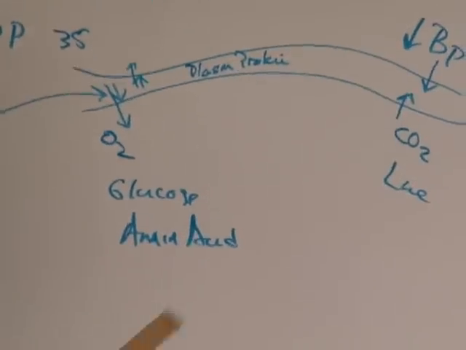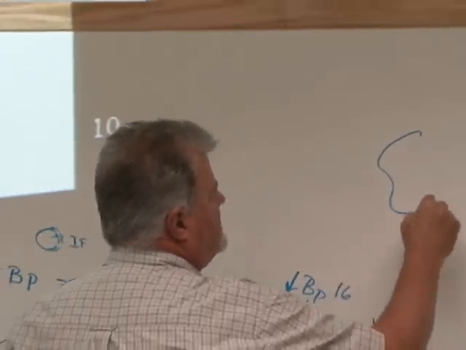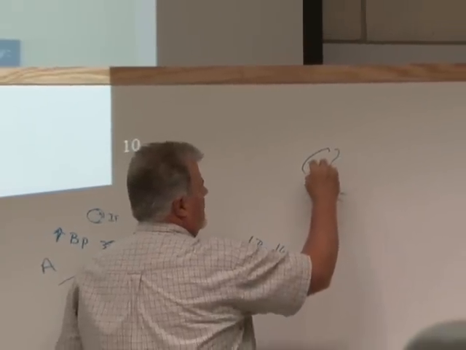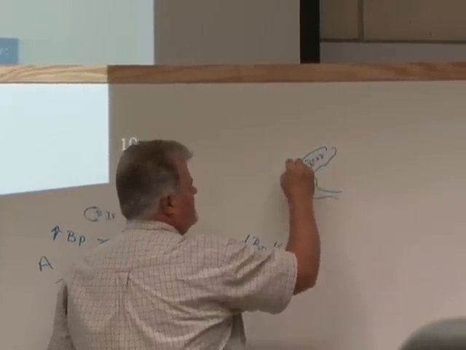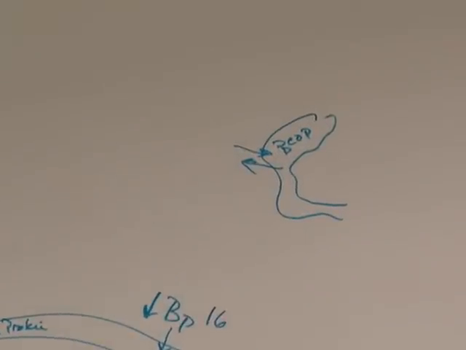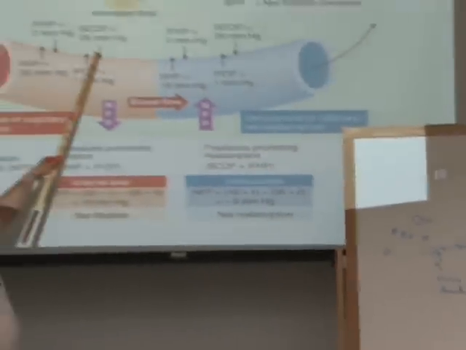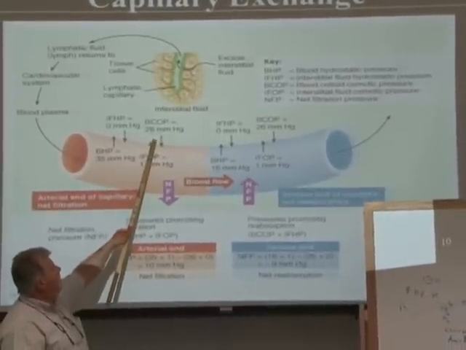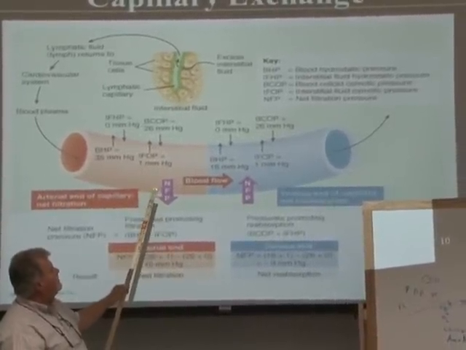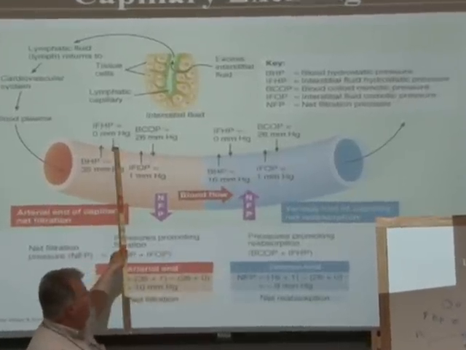So what we typically do is we have to look at BCOP as a pressure. And if you remember the kidney, BCOP was inside the glomerulus, and BCOP was a resistance to blood flow out of the glomerulus. Right? And it's the same thing here. So BCOP is a pressure that resists fluid exiting. And for all practical purposes, BCOP is maintained across the capillary bed.